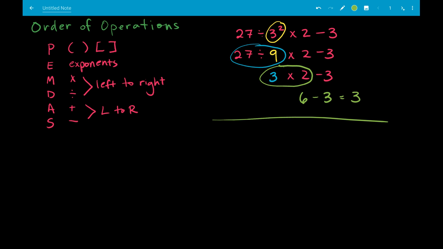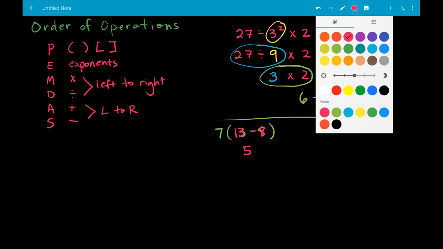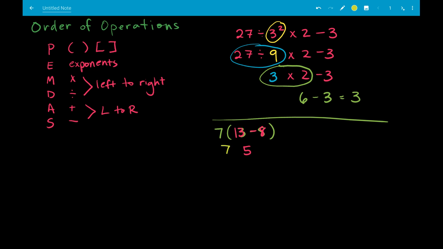Let's say I have 7 times the quantity 13 minus 8, and I need to decide what it is I do first. So I look at my order of operations, and the first thing is P, parentheses. So I look at the parentheses, and I ask myself, okay, what can I do inside those parentheses? Well, I can subtract the 13 minus 8. So I'm going to do that since 13 minus 8 is 5. So this really then is 7 times 5. And now I can just multiply, and that's 35.